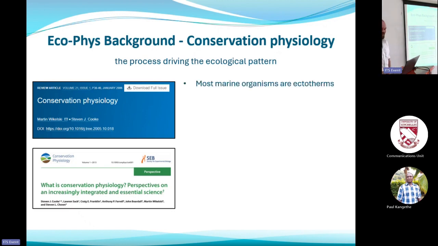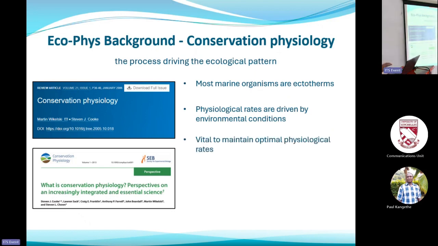Okay. So the process works like this: most marine organisms are ectotherms. That means that the temperature of their body and their physiological rates is driven by the environmental temperature. It's vital for organisms to maintain optimal physiological function, right?